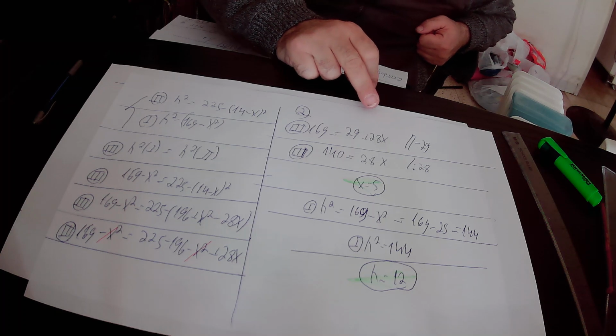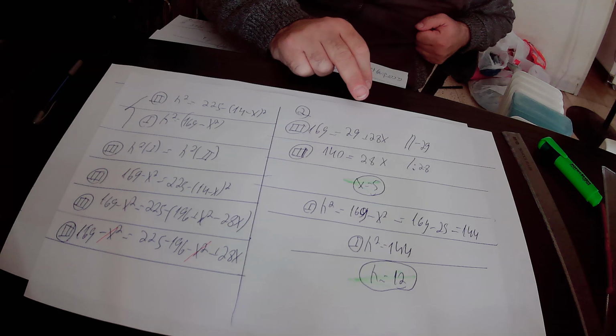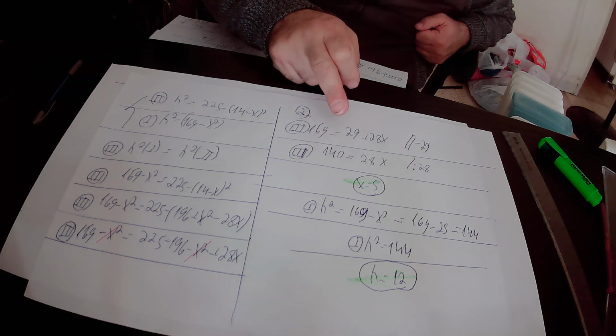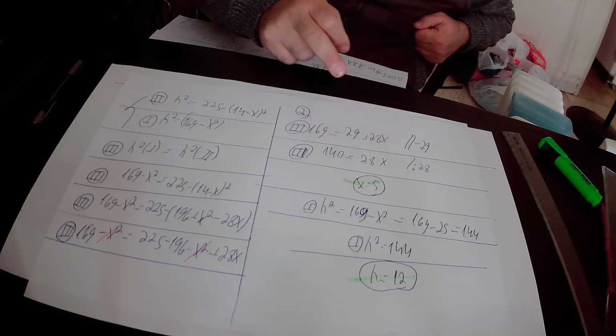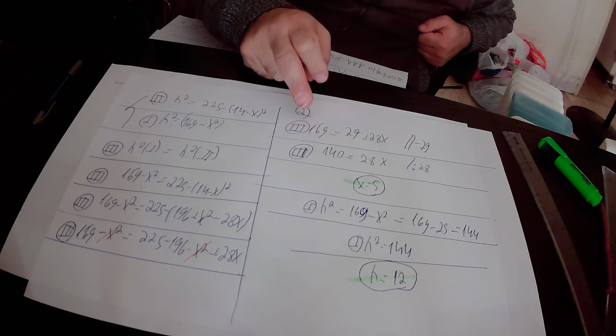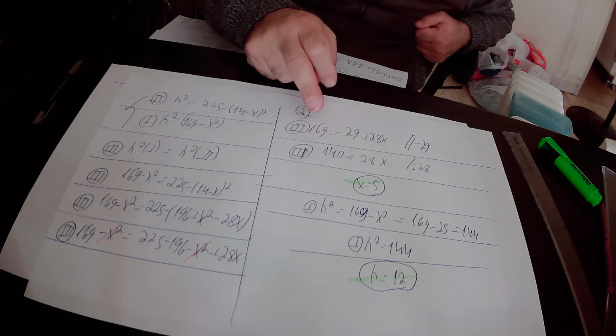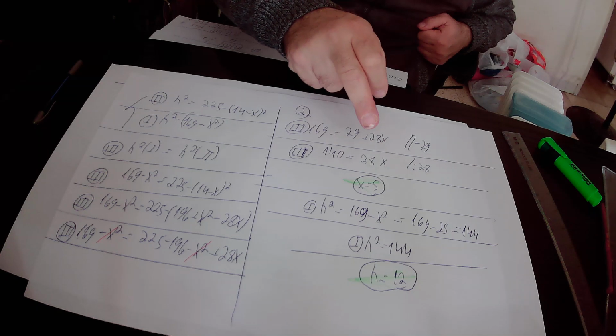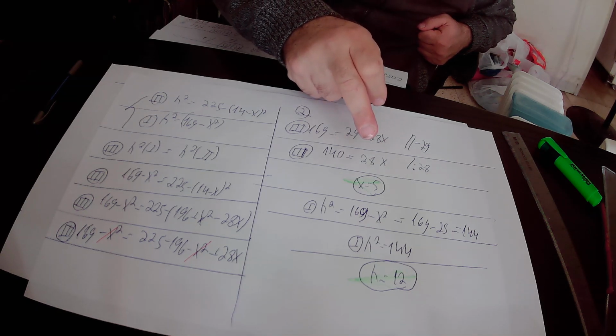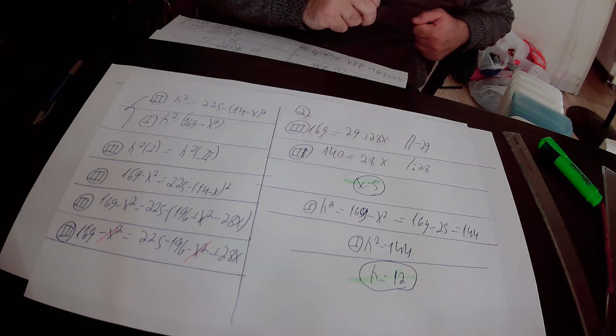Here we subtracted 29 from equation number 3 and found out that 169 minus 29 is 140, which is equal to 28x. Here we divided equation number 3 by 28, and finally found out that x equals 140 over 28, that is 5. So x equals 5.